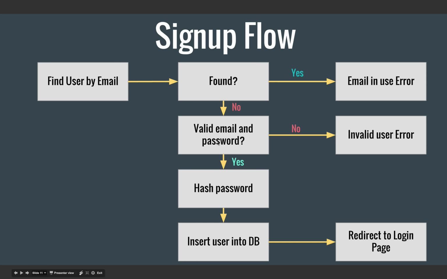Is the email and password valid? So we can do some validation. We can make sure that there's like an @ sign, that there's a domain in the email. We can make sure that the password contains certain characters of a certain length. If it doesn't match that, we can instantly throw an error and say invalid user. Like you messed up, you need to go back to the form and enter better stuff. But if it was valid, we then hash the password. So hash the password. Once we have the hashed password, we insert that user into our database and then redirect to a login page. So now that that user exists, they can log in.